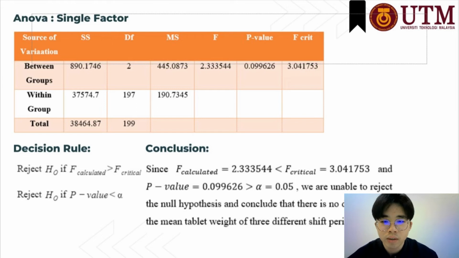So in conclusion, since our F calculated value is 2.333544, which is smaller than the F critical value of 3.041753, and also the P value is equal to 0.099626, which is greater than the significance level of 5%, we are unable to reject the null hypothesis and conclude that there is no difference in the mean tablet weight of 3 different shift periods.